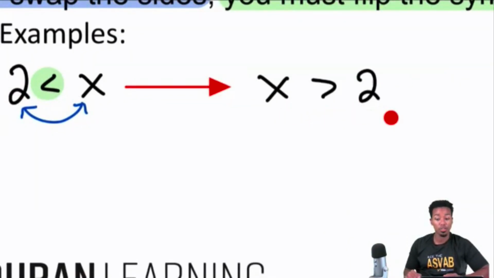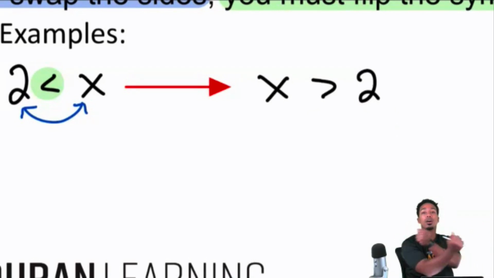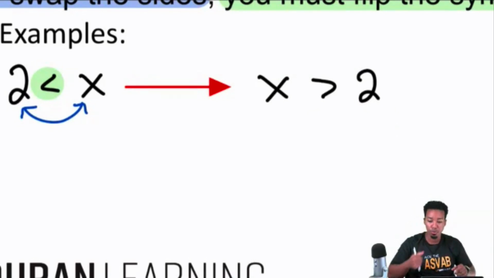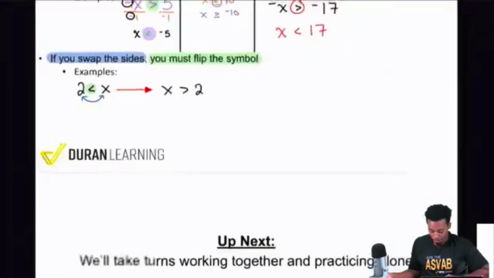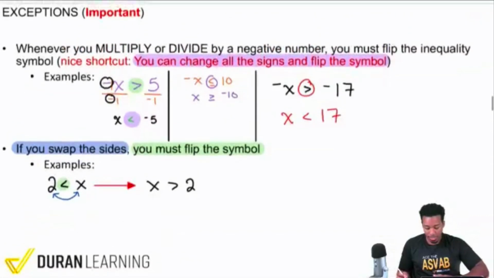X is greater than 2. So if you flip the numbers or swap the sides, flip the symbol. This is going to prove to be very useful when we get into these example problems coming up. But with that said, here's what we've got going on, everybody.